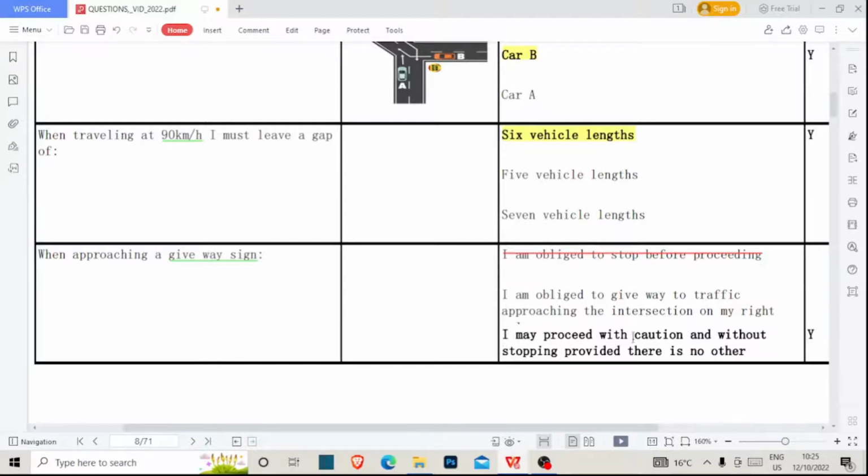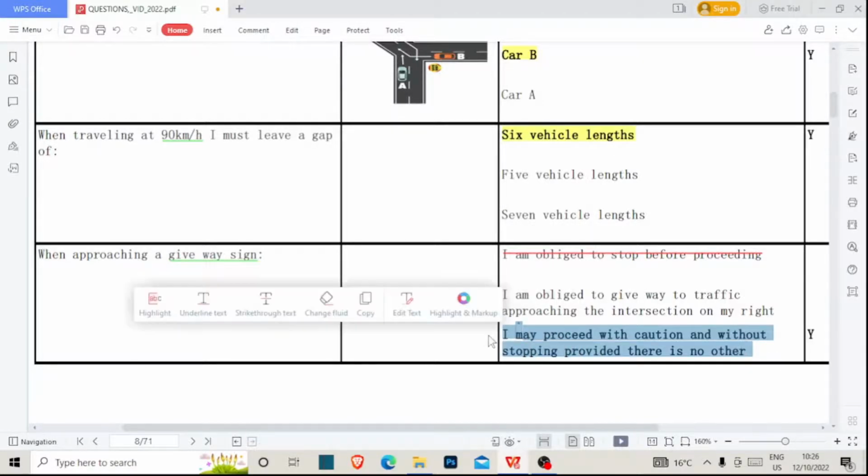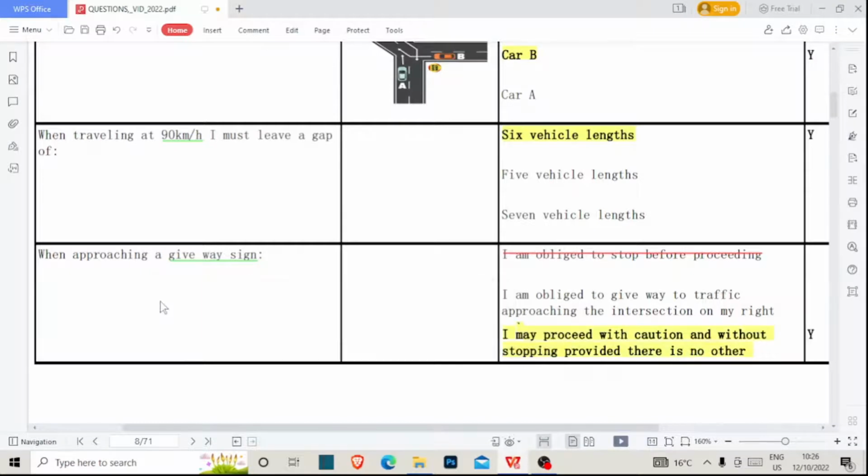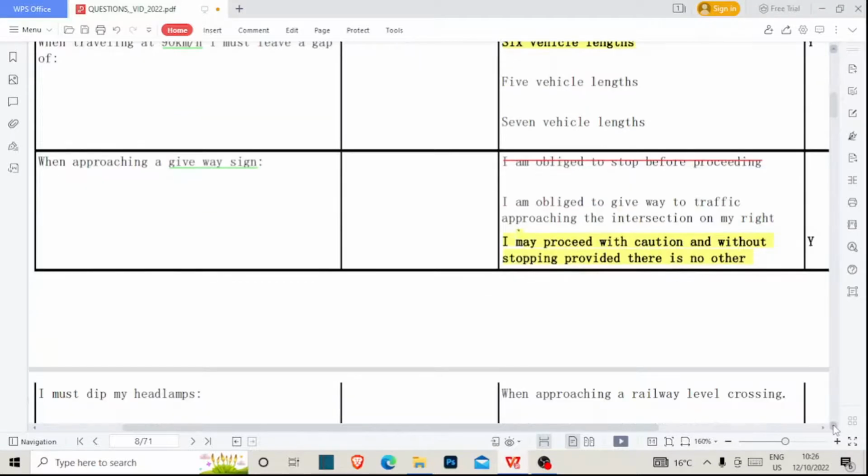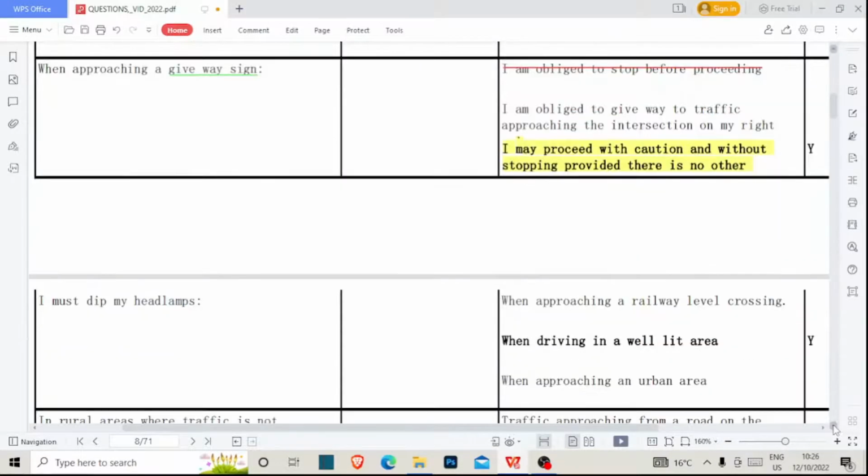See, I may proceed with caution and without stopping, provided there is no other traffic. So I'm sure they wanted to say traffic here. So this is the correct answer. You may proceed. So at a giveaway sign, you don't necessarily have to stop. If there is no other traffic, you may proceed with caution without stopping. So I hope I've explained enough the difference between a giveaway sign and a stop sign.